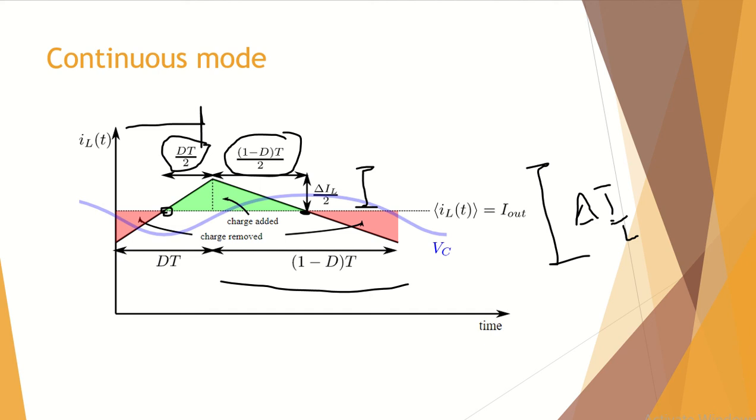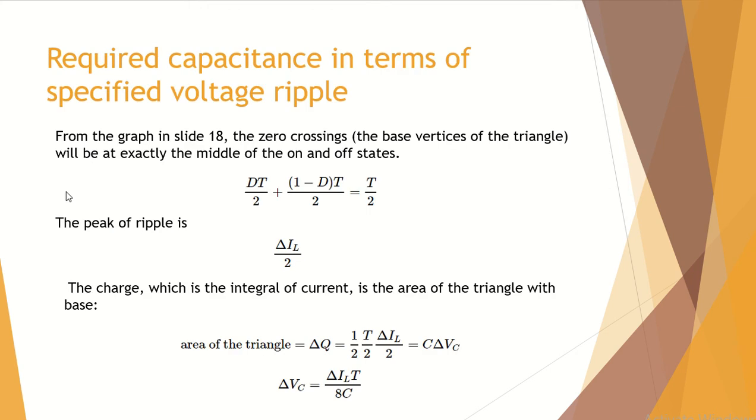So as we know, this is the graph of current. If we integrate it, that means if we calculate the area of this triangle, can we get the value of the charge? Can we get the formula for the charge? As we know, this ripple basically appears across the capacitor. On the graph in slide 18, the base of the triangle will be exactly at the middle of the on and off state.